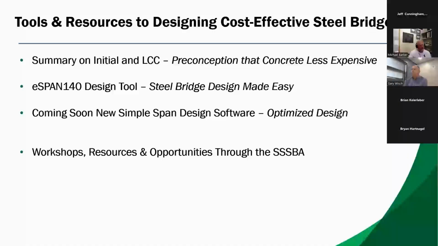One was there's a preconception that concrete is always less expensive in short span bridges. And the second one is concrete bridges are pretty easy to design with tables and manuals and things like that, where a steel design is an original piece of art. And so we've developed eSpan 140, and I'll talk about that. And then with the success of that, we're developing a new design software which actually optimizes the design. I'll talk about that, and then I'll wrap up with some workshops and resources and opportunities.